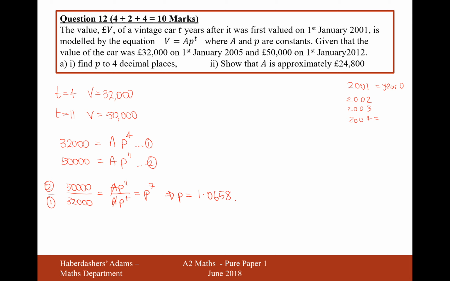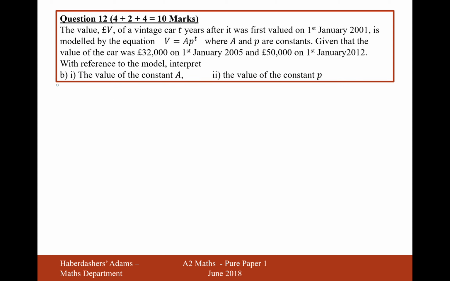Show that the value of a is approximately 24,800. Well, if I plug this back into equation 1, 32,000 equals a times 1.0658 to the power of 4, and divide that onto the other side, I get a is equal to 24,805, which is basically 24,800, isn't it? So there we are, that's the answer to part (ii).